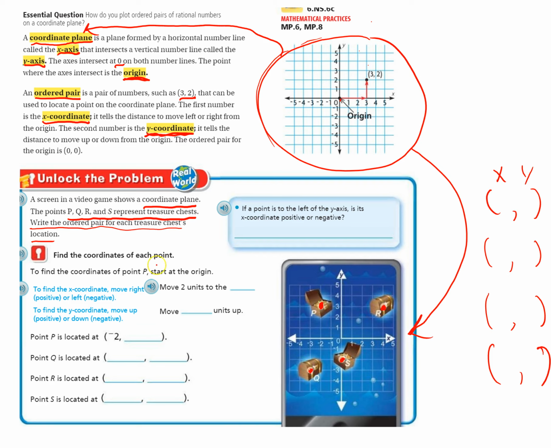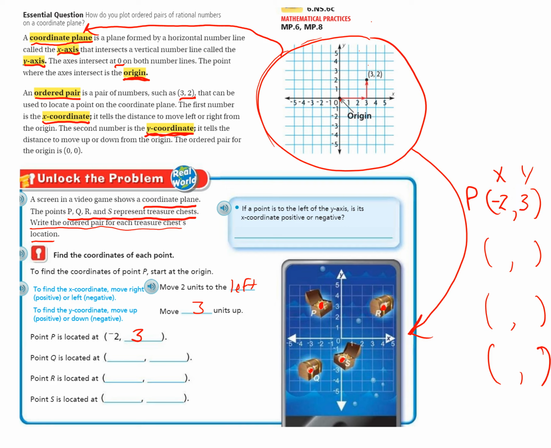All right, find the coordinates of each point. To find the coordinates of P, start at the origin. We start with x, we move 2 units to the left. So we're going negative. And we move up 1, 2, 3. Move 3 units up. So point P is located at negative 2 on the x-axis, 1, 2. We had to go 2 back. And then positive 3 on the y-axis, 1, 2, 3.